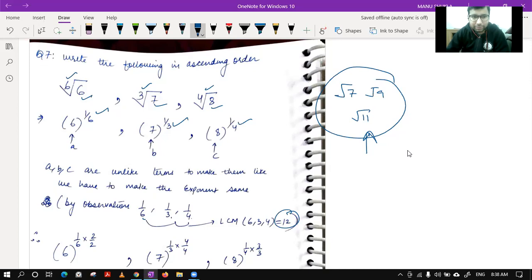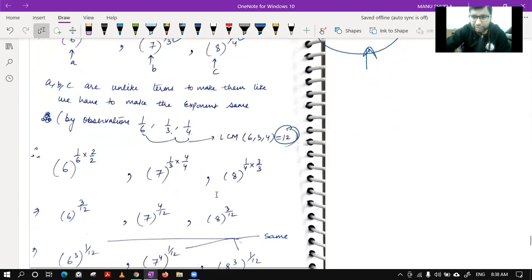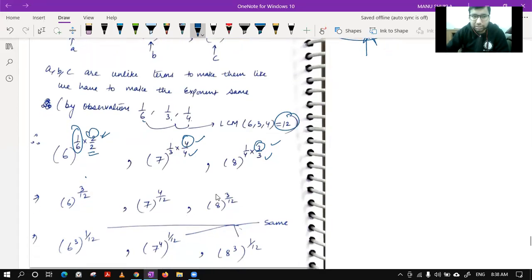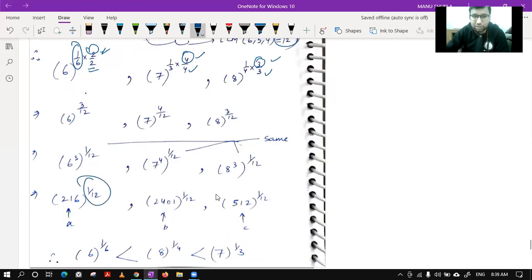I had 1 by 6 in the first case. I multiplied the denominator by 2, and I multiplied the numerator by 2 as well, because if we multiply something in the denominator, we have to do the same thing in the numerator. Here also I have done the same thing. And after that, I took this 3 inside, this 4 inside, this 2 inside, and I got the same powers, 1 by 12, 1 by 12 and 1 by 12, and now it was easy for me to compare the numbers and give the answer. I hope this one is clear to everyone. Let me finish the class.